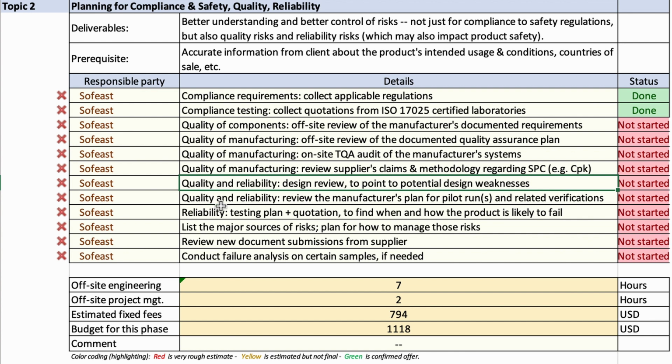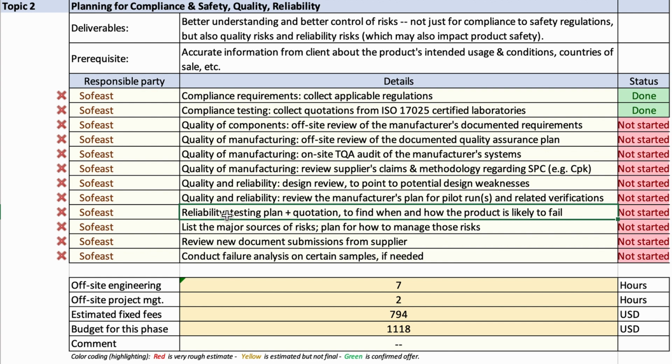When it comes to quality and reliability, because it's tightly linked, doing a design review, but only from the point of view of quality and reliability, right, can actually detect some design weaknesses. And also we can look at the manufacturer's plan for the pilot runs and all the verifications and validations that they have done or not in their factory, right, when developing a new product.